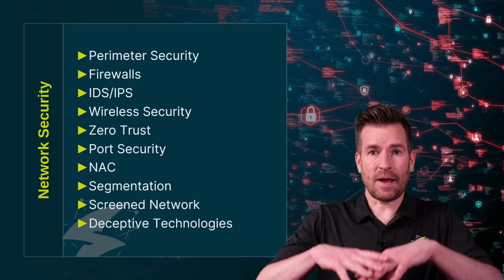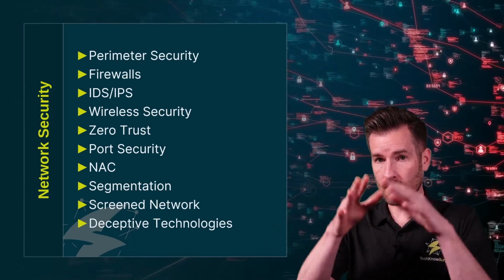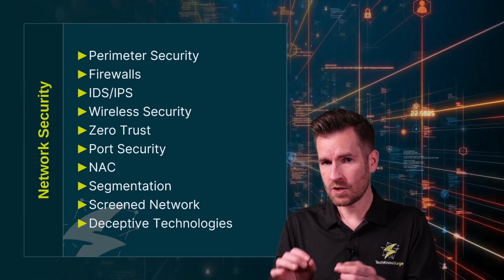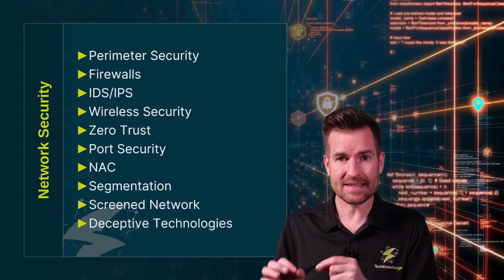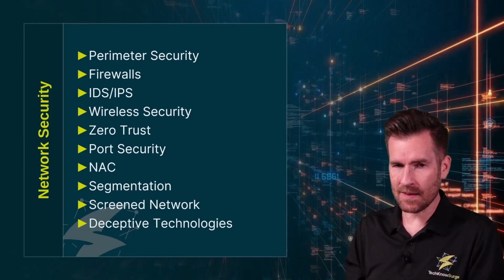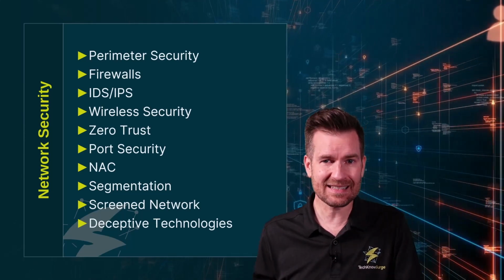We're going to start out by talking about how to protect the perimeter of our network, the outside of our network. And one of the ways we do that is with a firewall. So we'll talk about what a firewall is and what it does. We'll get into what an IDS/IPS is, or an intrusion detection or prevention system is.